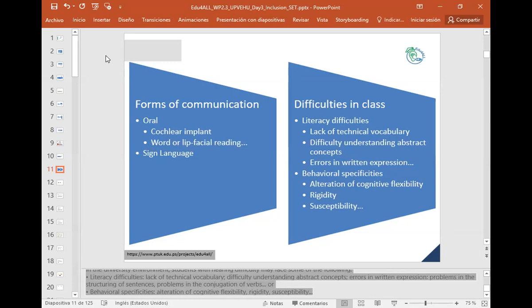In the university environment, students with hearing difficulty may face some of the following: literacy difficulties, lack of technical vocabulary, difficulty understanding abstract concepts, errors in written expression, problems in the structuring of sentences, problems in the conjugation of verbs, or behavioral specificities, alteration of cognitive flexibility, rigidity, susceptibility.